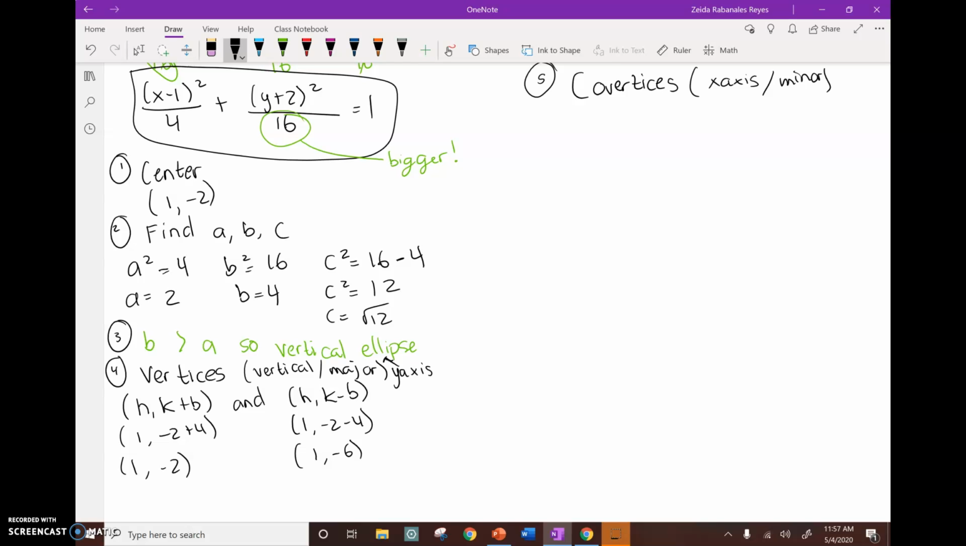So then because your co-vertices are on the x-axis, that means that I am going to be adding H plus A, comma K, and H minus A, comma K. So then that gives me 1 plus 2, comma negative 2, 1 minus 2, comma negative 2, 3 comma negative 2, negative 1 comma negative 2, and those are your two co-vertices. All right.